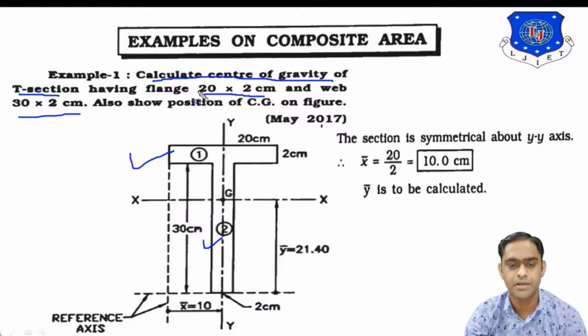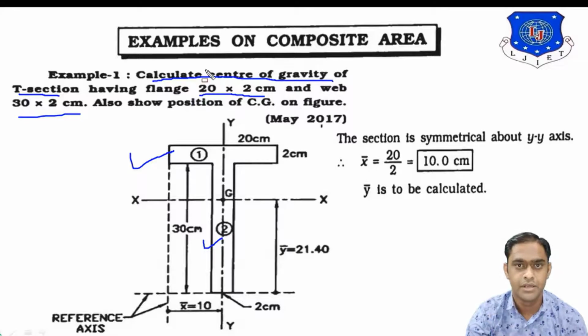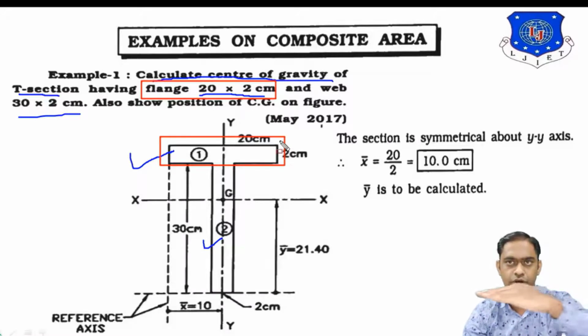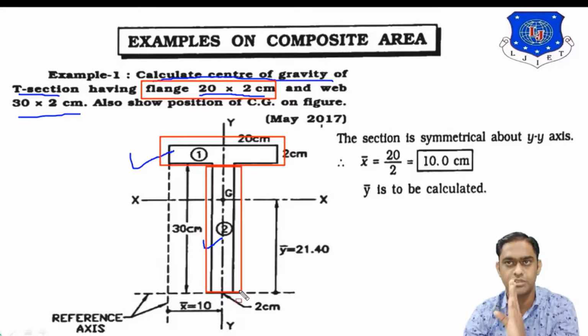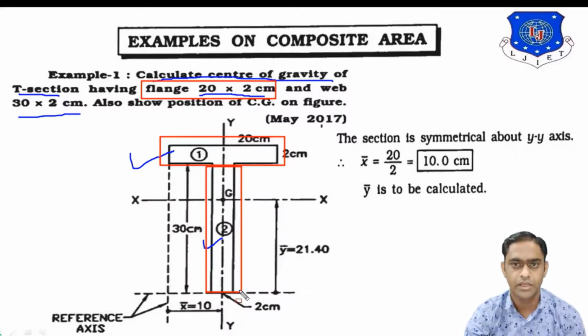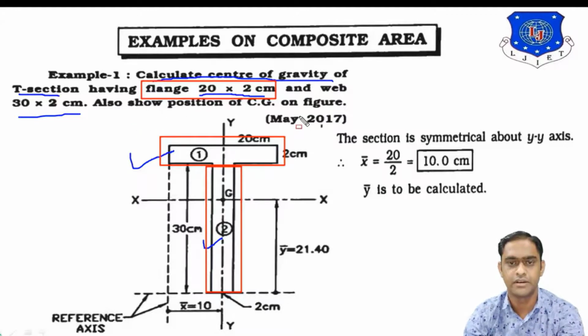Now you must remember this. What is flange and what is web? So here it is given a flange 20 by 2 cm. So this rectangle means horizontal rectangle. Rectangle in the horizontal position is known as flange. And this rectangle means vertical rectangle. Rectangle in the vertical position is known as web. Okay. So now we have to calculate CG and also show the position of the CG on the figure.